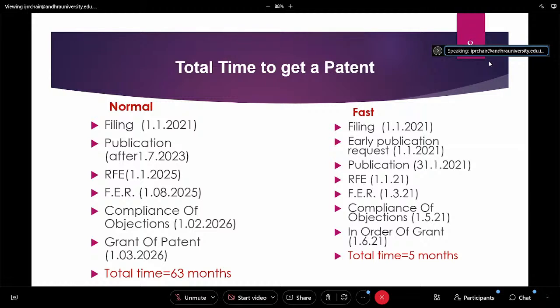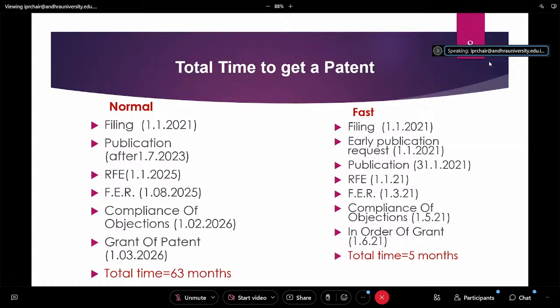Then request for examination, there is a window of 48 months. That means 4 years. So we call it just 48 months. That's the patent term. So in the regular route, you file your request for examination within 1st January 2025. That is 4 years. In the fast route, you file the request for examination on the same date of your date of filing. So that is again on 1st January 2021.